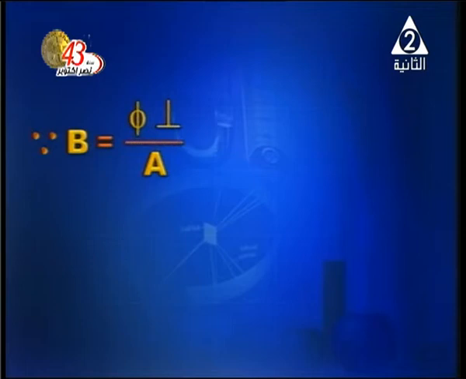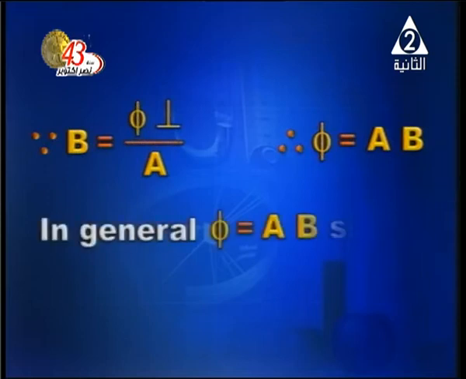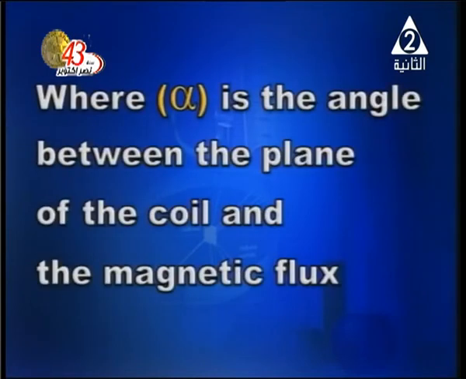Since B is equal to phi over A, magnetic flux is equal to the product of A and B. A is the cross-sectional area, B is the magnetic flux density. In general, phi is determined from the expression AB sine alpha, where alpha is the angle between the plane of the coil and the magnetic flux lines.